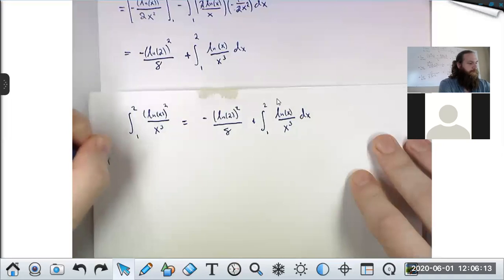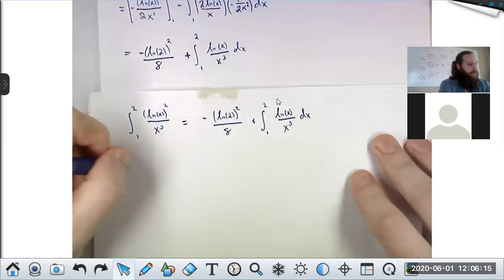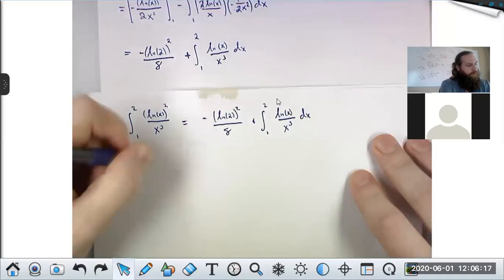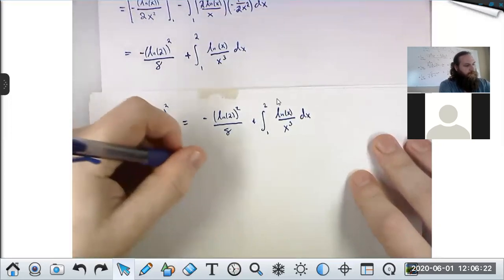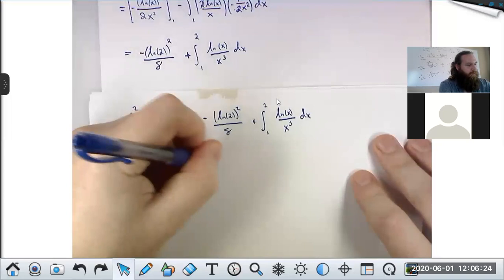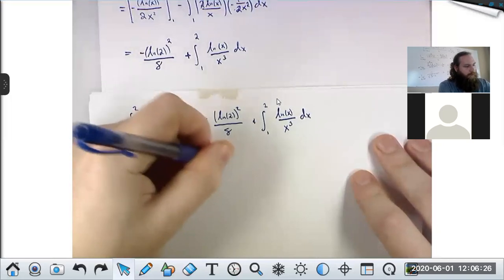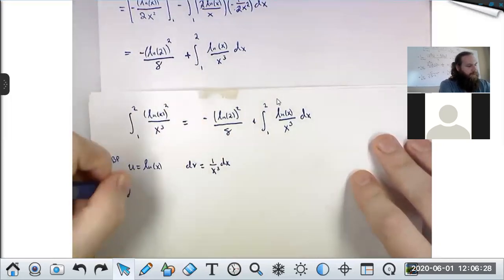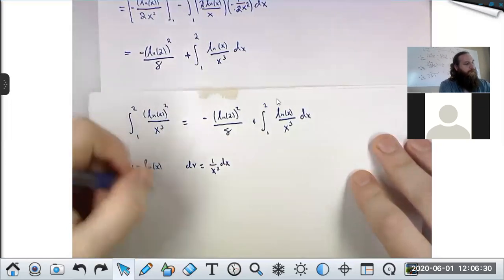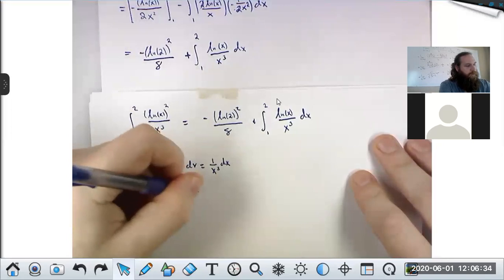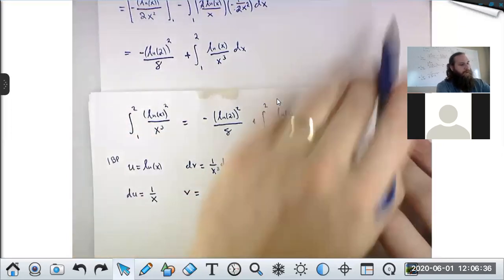So I build another IBP table. Again, I pick u to be the logarithm function. This time it's just ln x. dv is going to be everything else. That's still 1 over x cubed dx. du is now free of logs. It's just 1 over x. And v is the same as it was before. Negative 1 over 2x squared.